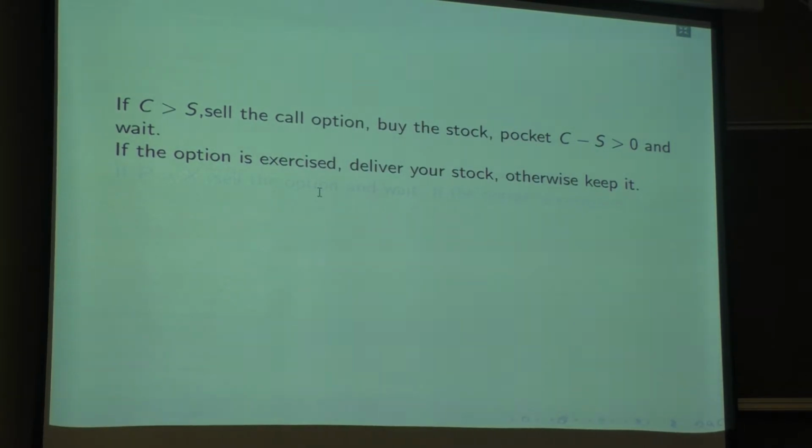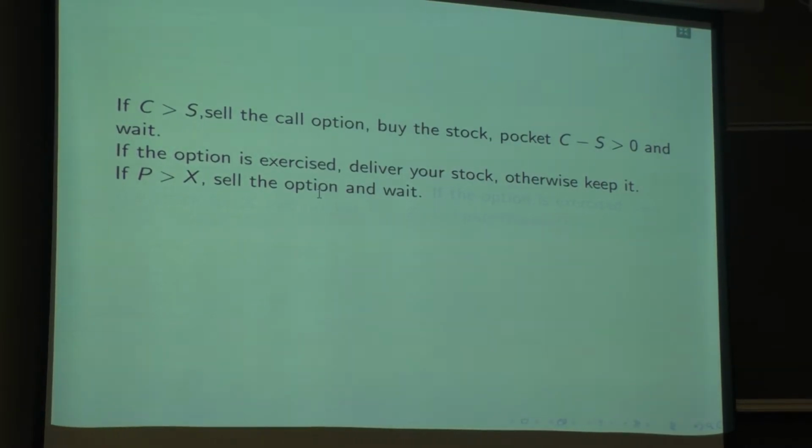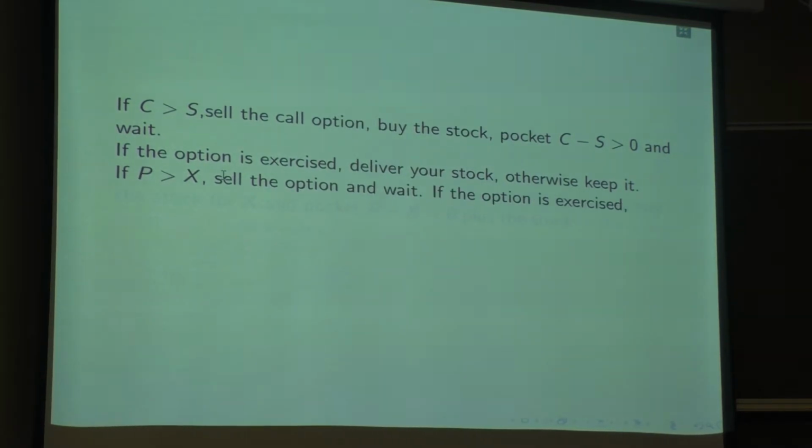Okay, how about the other inequality? I want to show you that the price of an American put option is at most the strike price. If that's not the case, if P is greater than X, again, we sell the thing which is expensive, we sell the American put option for P, and then we wait. Now suppose that the person to whom you sold the American put option comes to you and wants to exercise it. What does he want to do? He wants to sell you something for X.